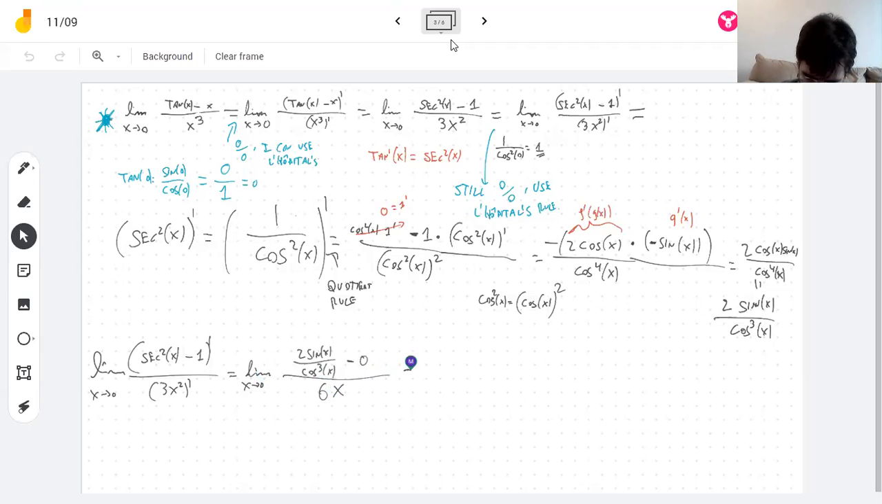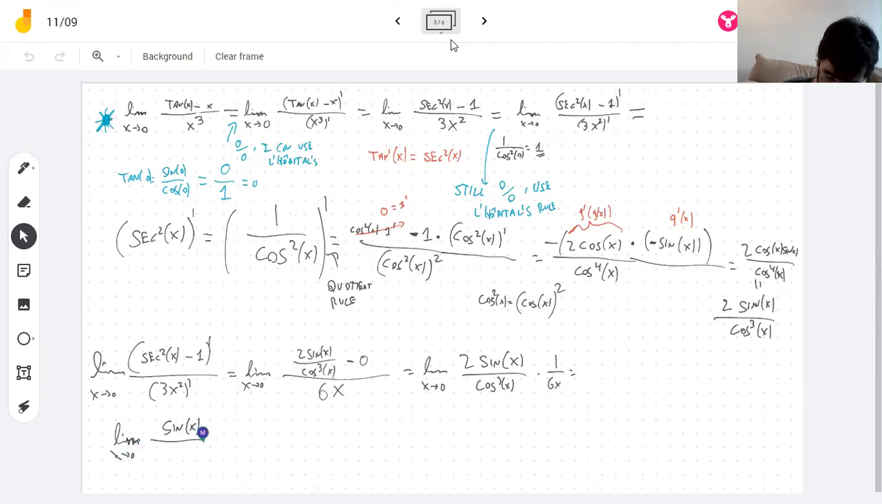Okay, I should really simplify this into one fraction. So this becomes 2, and the 2 and the 6 become 3. Okay, so what happens to this limit?